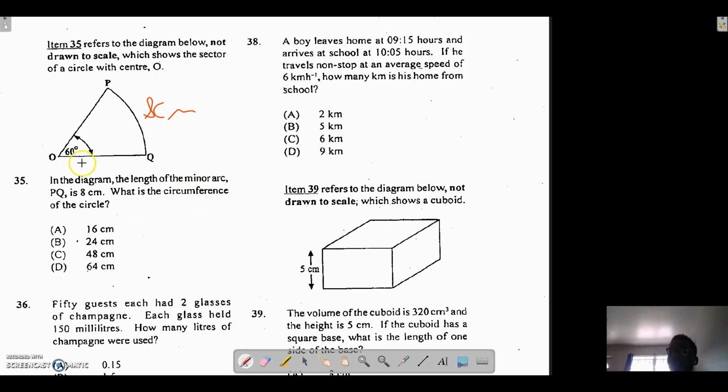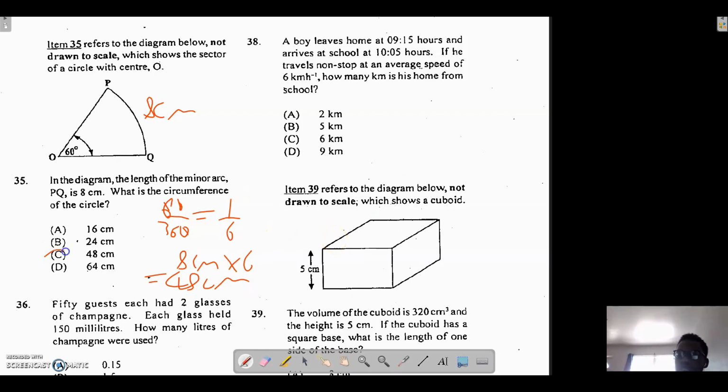Now the angle here will tell us what fraction of the circumference this arc is. Alright, bear in mind that an entire revolution is 360. Alright, so 60 over 360, we break this down, would be 1/6. So this is really 1/6 of the circumference. So to get the entire circumference, if this is 1/6, we would simply multiply 8 centimeters by 6, which would give me 48 centimeters. So the circumference of the circle would be 48, which is option C, as in cat.